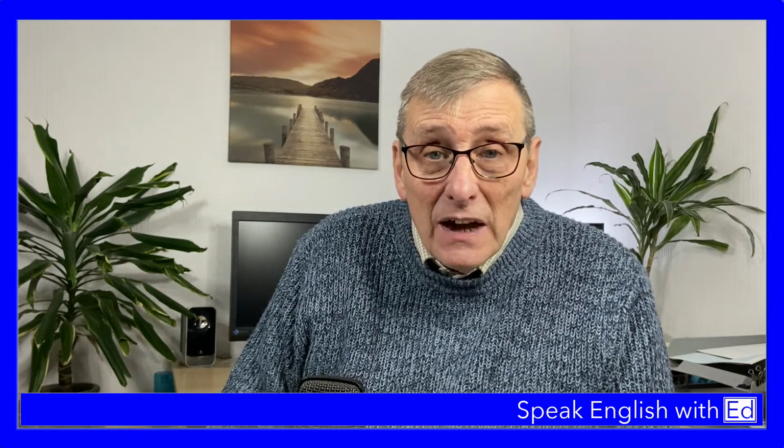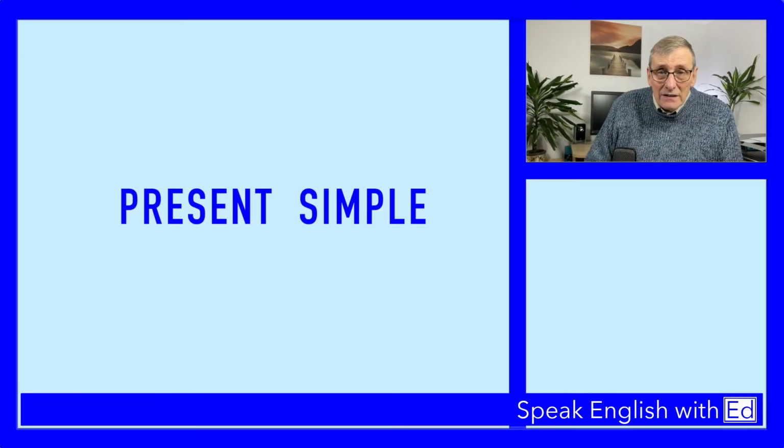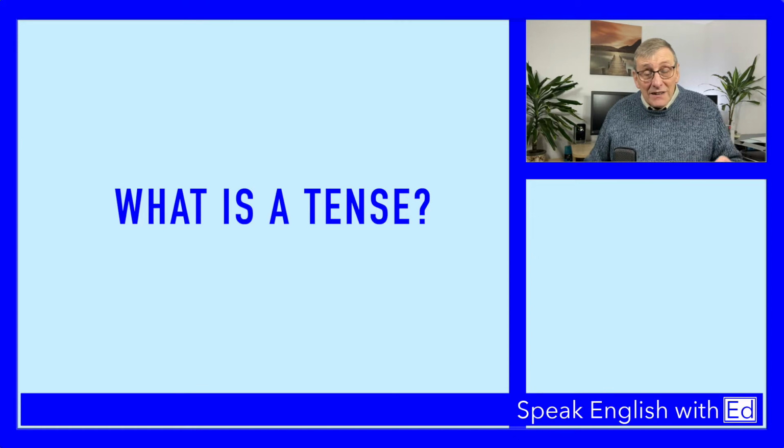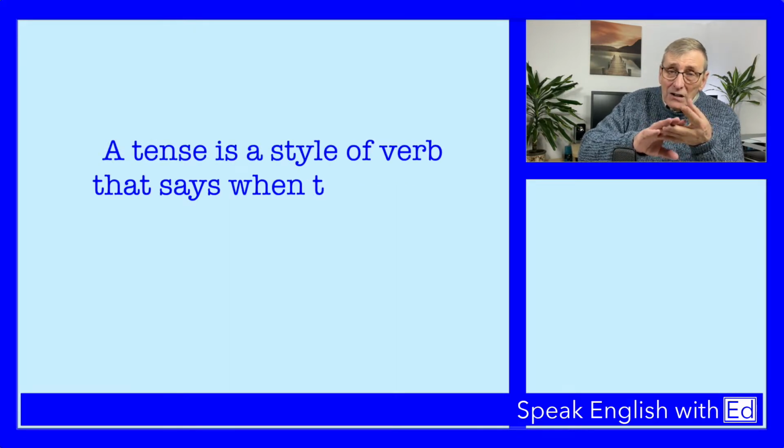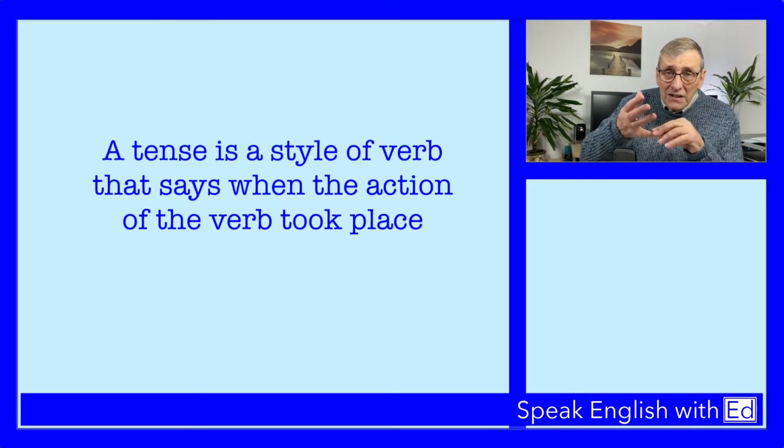Today we're going to look at the present simple tense. Now you may well ask, what is the present simple tense? You may well ask, what are tenses? So I'll just say a tense is a style that's been added to a verb to tell you when the activity of the verb took place. Okay? So that when a verb talks about an activity, you know when it took place or when it takes place. That is what tenses do.